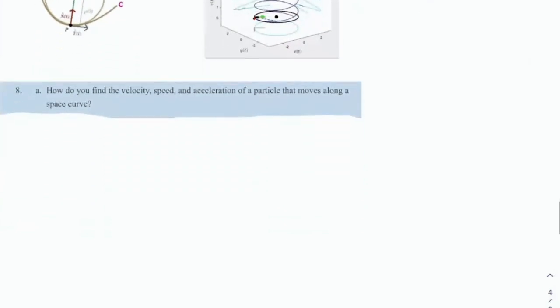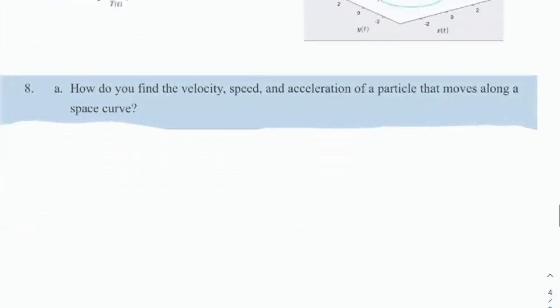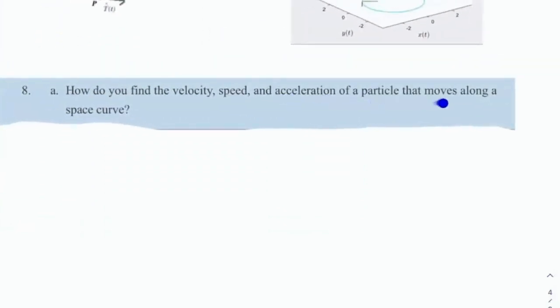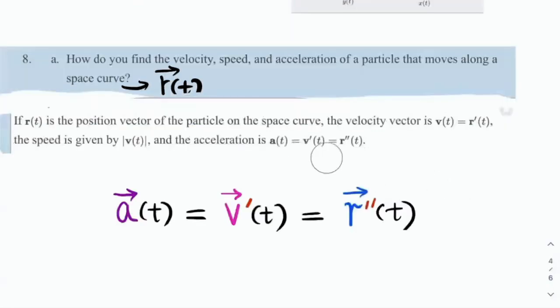The next one, how do you find the velocity, speed, and acceleration of a particle that moves along a space curve, which we just went over, right? How do you find the velocity? Suppose you're given the space curve r of t, then the velocity will be what? Yes, you got it. And the acceleration is the second derivative, right? Okay, so that's it.